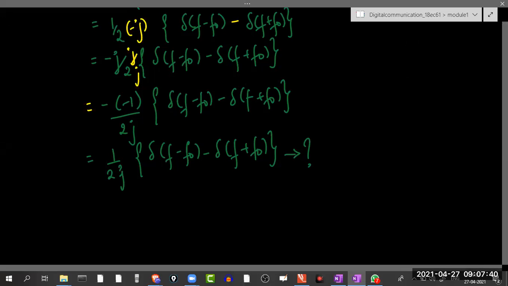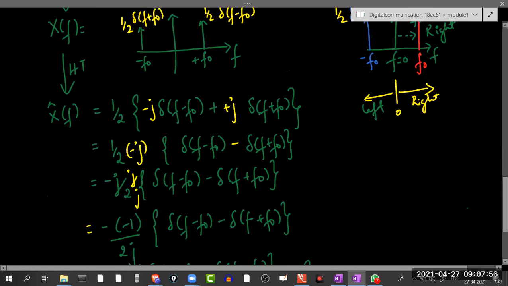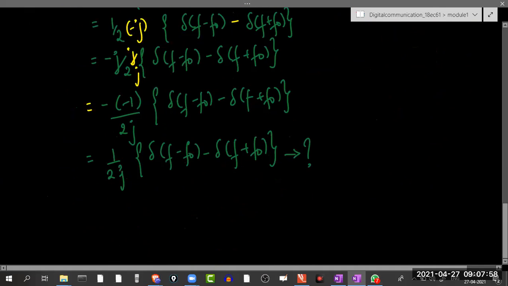Oh, okay, it's not cos omega t, because we started off with cos function, right? Cos function is half delta f minus f naught, then plus delta f plus f naught. So what happens when I 90-degree phase shift cos function? I'll get it as sine. So this is sine omega t.